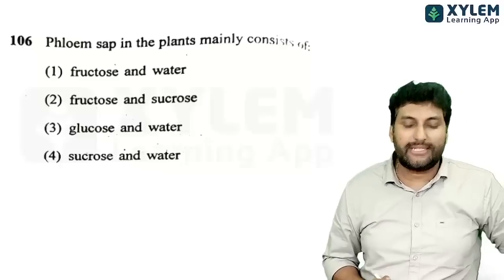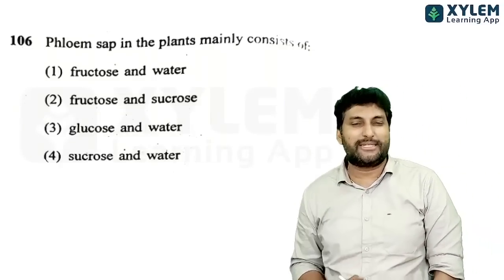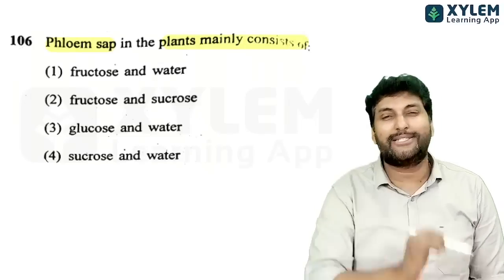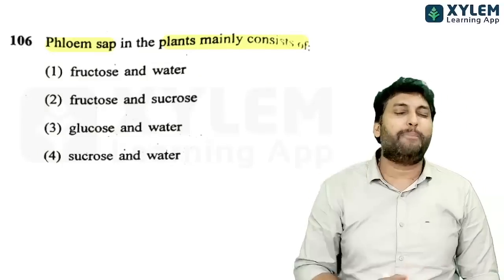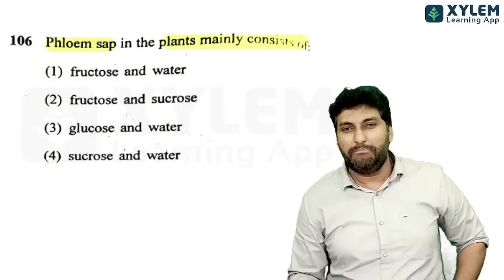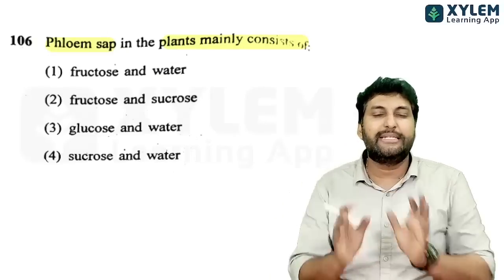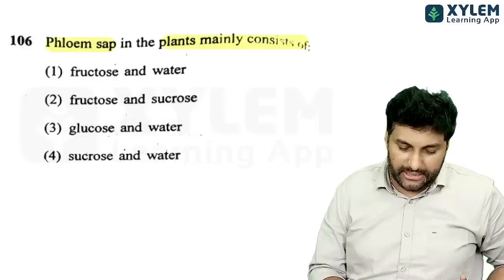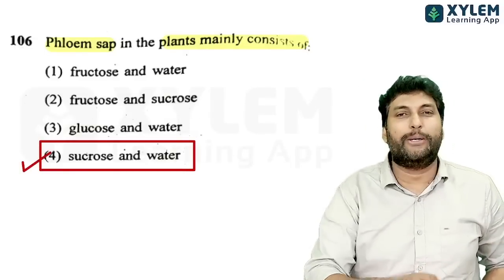Let's move to 106. Actually, the question came from the same chapter, transport in plants. They're asking what phloem sap in plants mainly consists of. Phloem sap means the internal part of phloem, and phloem is the main tissue responsible for the translocation of food. Food means it's actually sucrose. So the main thing involved in the phloem sap is sucrose and water, which is the right one.